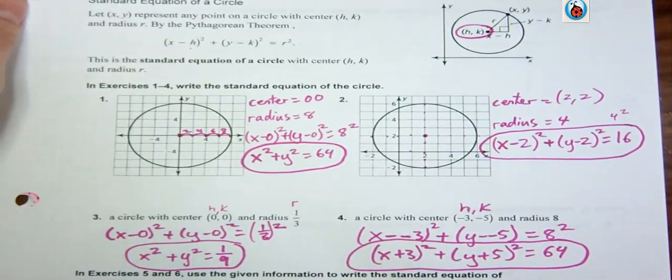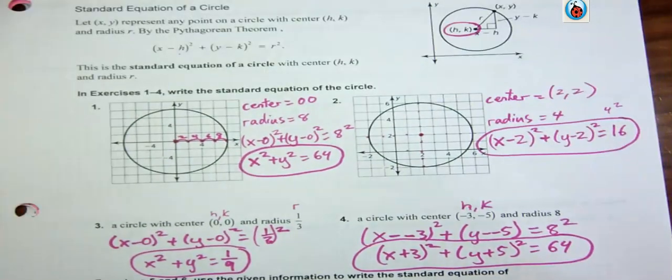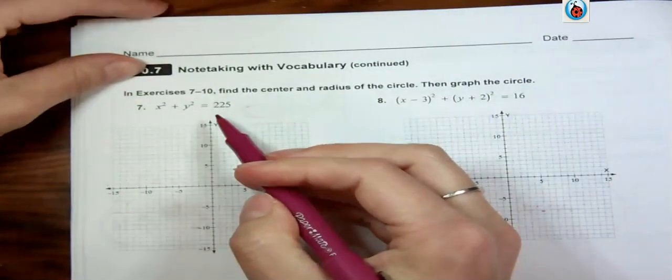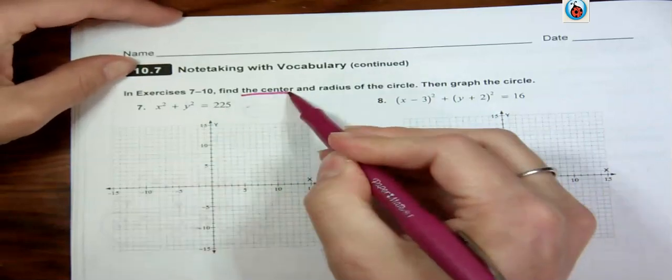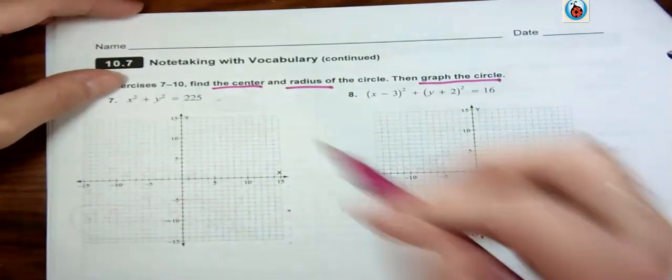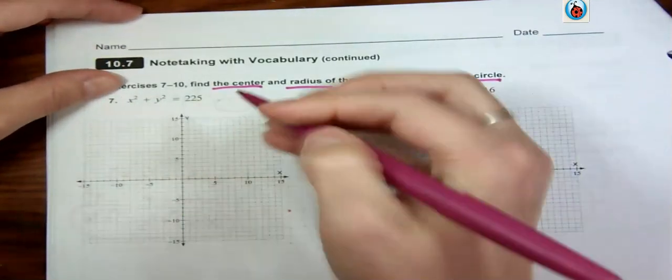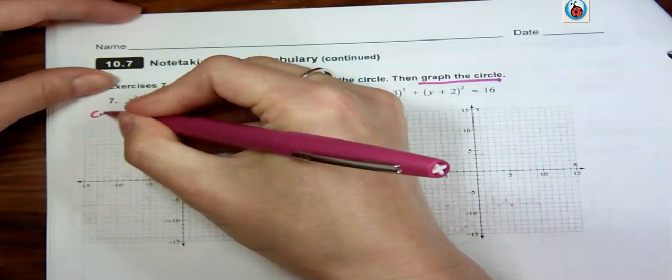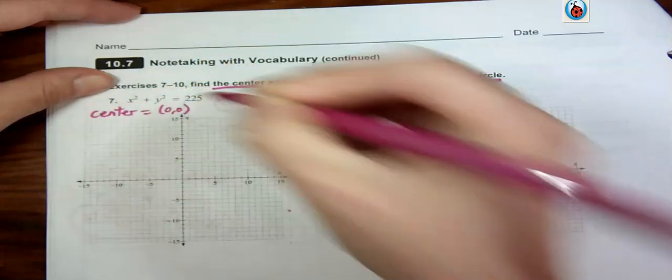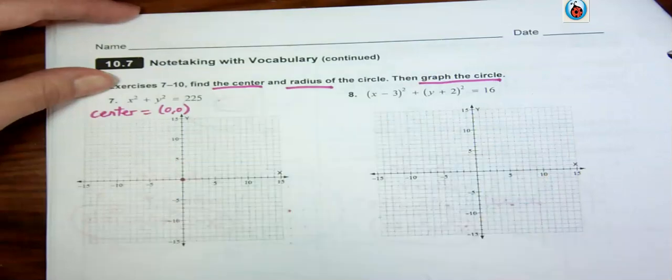Okay. So that is writing the equation of a circle. And then the last part is, from the equation, to find the center, find the radius, and graph the circle. So for this one, there's nothing added, so our center has to be 0, 0. So we do plot our 0, 0 there.